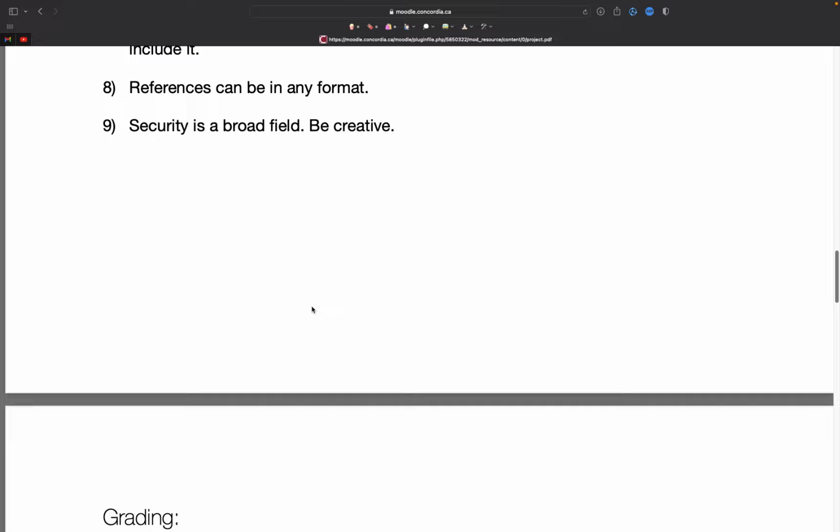So don't feel that you have to write some sort of static analysis of code paper or network analysis, pen testing or something like that. It doesn't have to be in that box of what we traditionally think about of security. In fact, I would encourage you to try and think more broadly, and you'll see that's a lot of the things that are in this course.